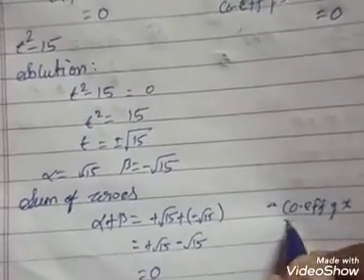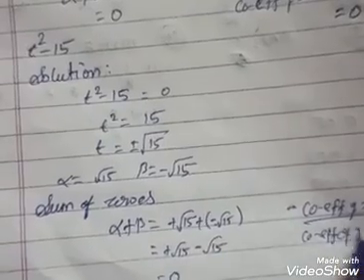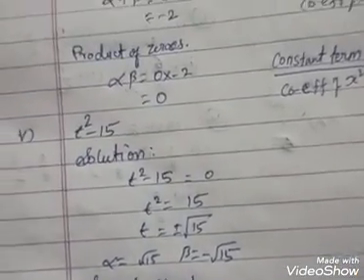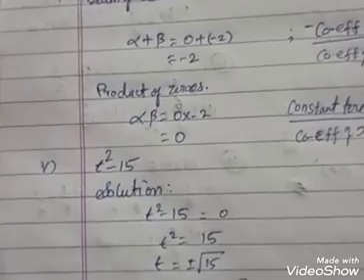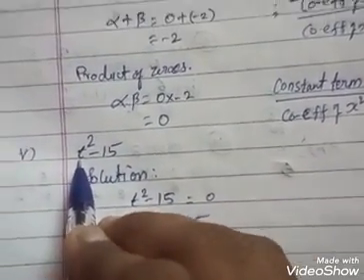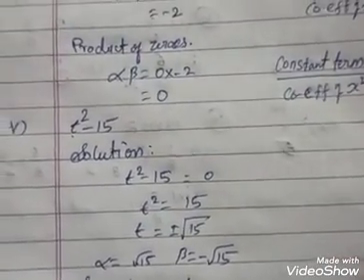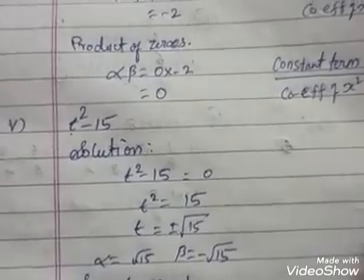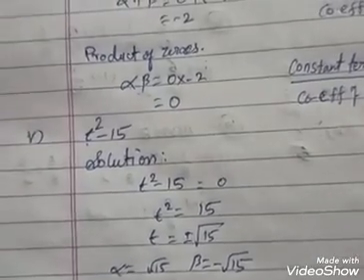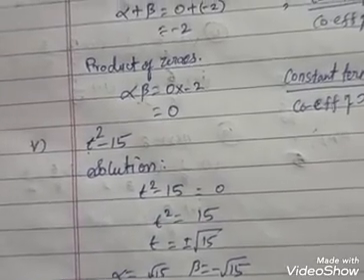coefficient of x divided by coefficient of x square. So here you see coefficient of x. X in the sense, here the variable is t square. So t to the power 2 plus 0t minus 15. So here there is no t, which means the coefficient is 0 only. So here the term is missing.